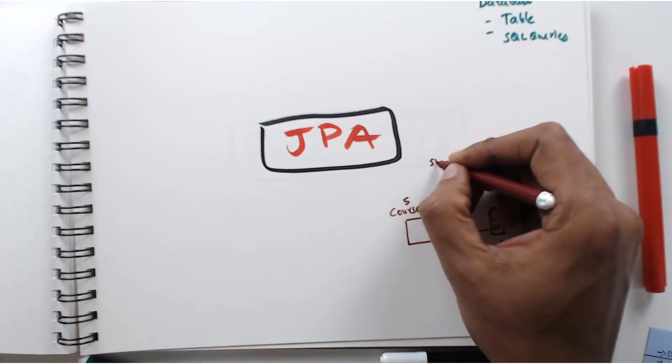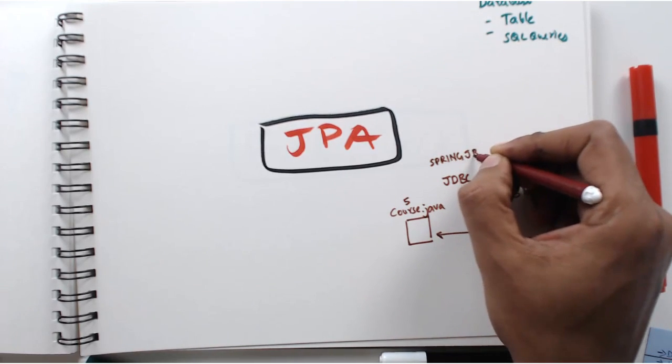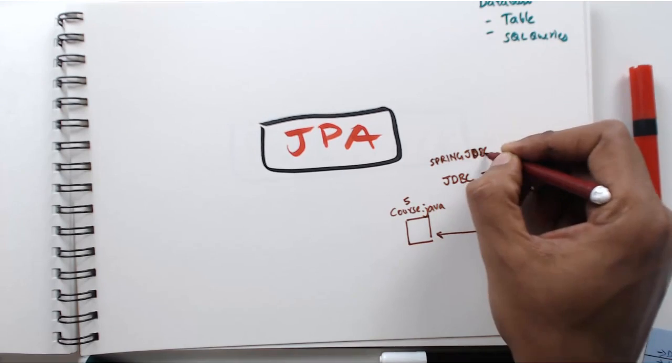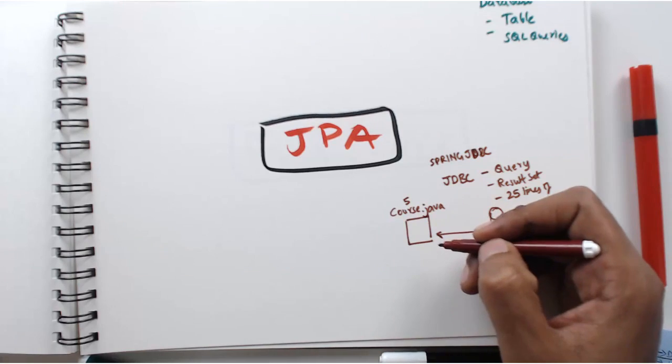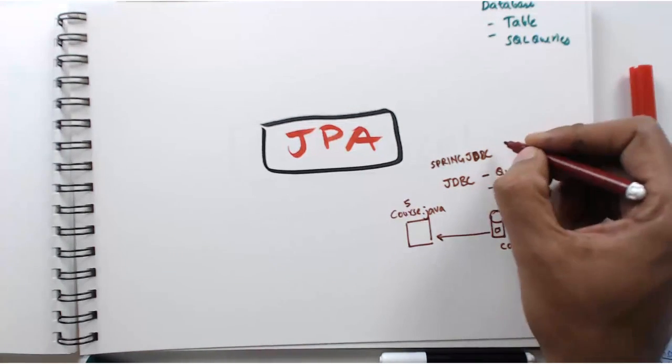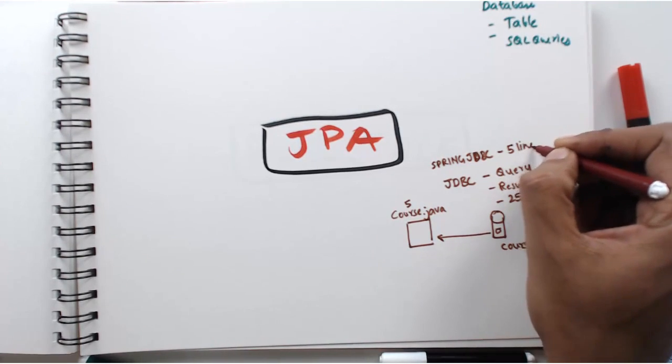So with Spring JDBC, the advantage was you did not need to write the checked exception code, and it also made mapping a result set to the bean easier. So with Spring JDBC, the same thing, you can do it with around, let's say, 5 lines of code.